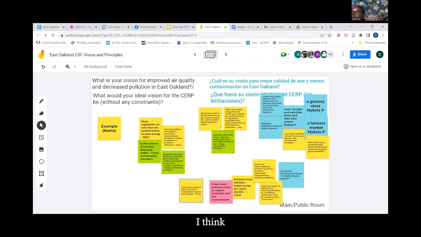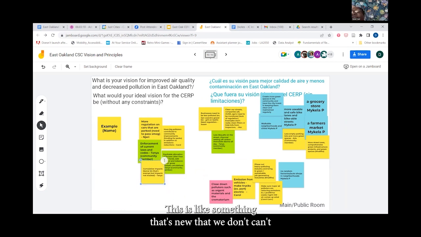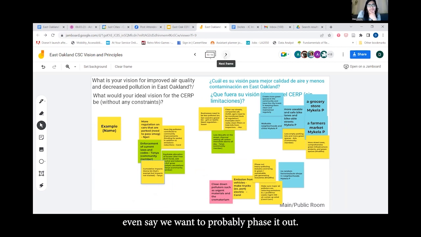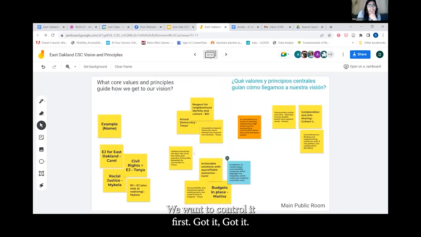I think maybe on the left side, because the other one is about phasing out, and this is something new that we can't even say we want to phase out, or at least we want to control it first. Got it.